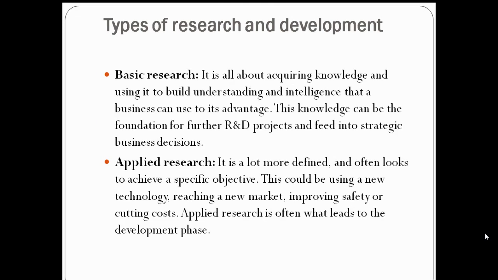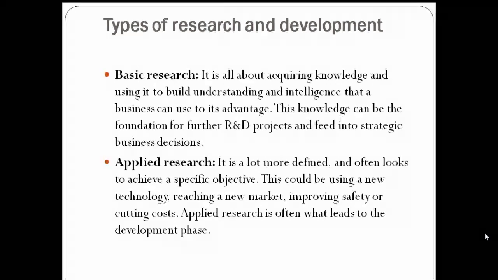What are the types of research and development? Basically there are two types. The first one is basic research. As the name indicates, basic research means acquiring knowledge and gathering information. It is all about acquiring the knowledge and using it to build understanding and intelligence that a business can use to its advantage.